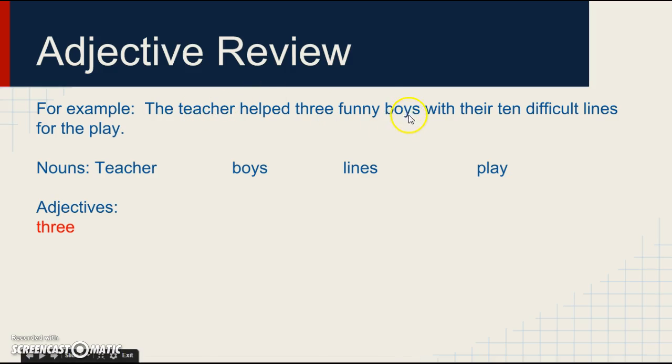The next noun I see is boys. What kind of boys? Funny. How many boys? 3. So those would be there, and you can see that pop up down there. And then I see lines. What kind of lines? Difficult. How many lines? 10. There's one more noun here. We said it's play. There's nothing that describes play. The word the doesn't really describe it. So again, our adjectives are 3, funny, 10, and difficult. And they describe the nouns boys and lines, not play.